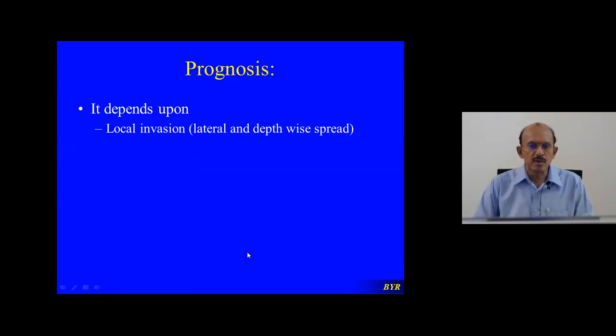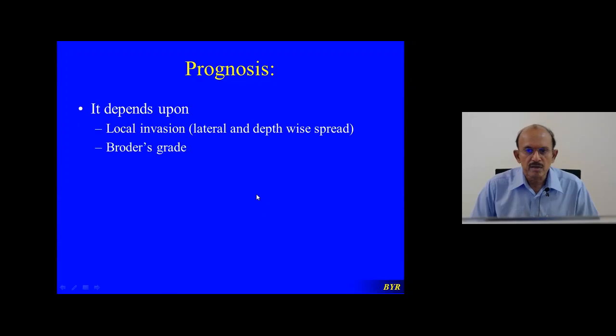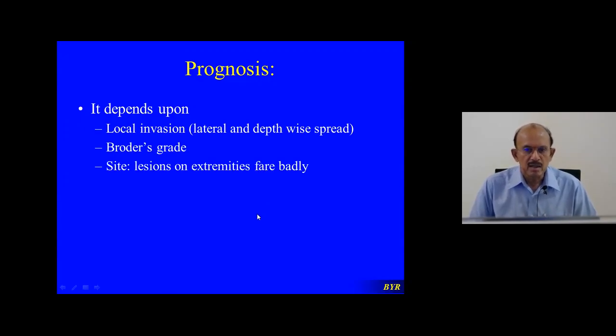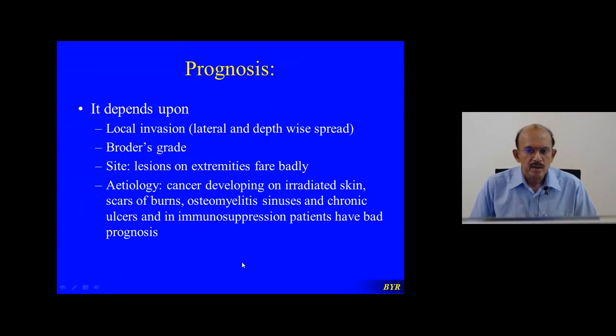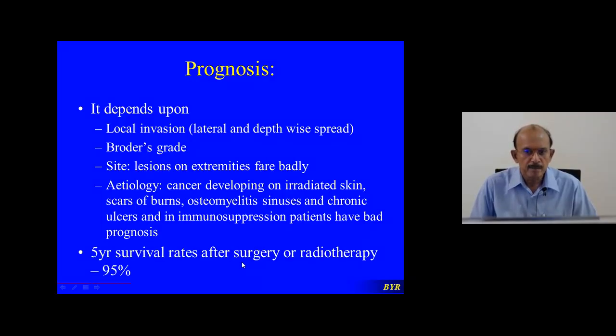Prognosis depends upon the local invasion, Broders' grade, and site; lesions on the extremity fare badly. Etiology: cancer developing on irradiated skin, scars of burns, osteomyelitis sinuses, and chronic ulcers, and in immunosuppressed patients have bad prognosis. 5-year survival rate with surgery or radiotherapy is around 95%.